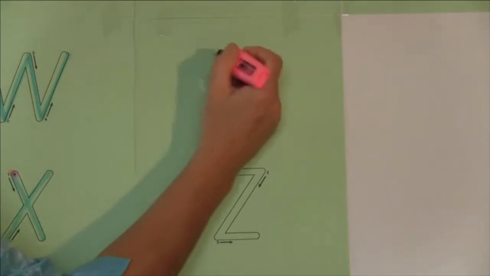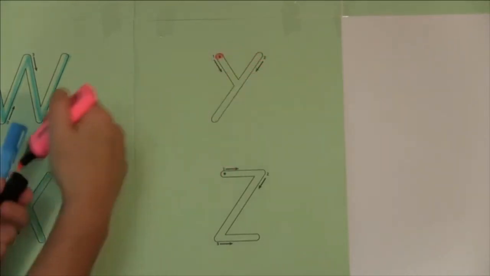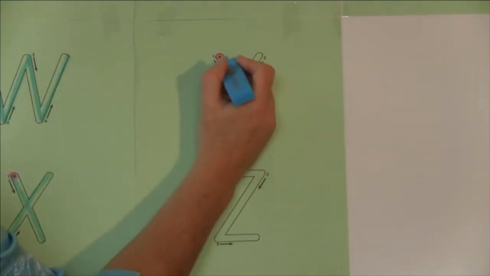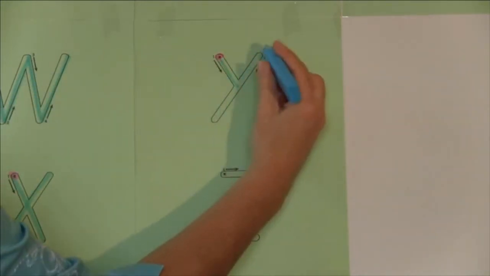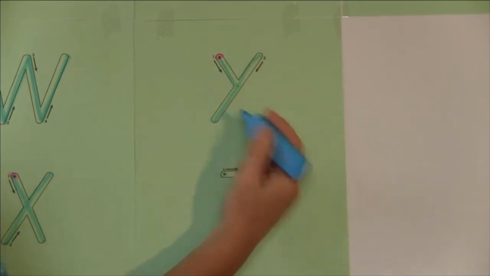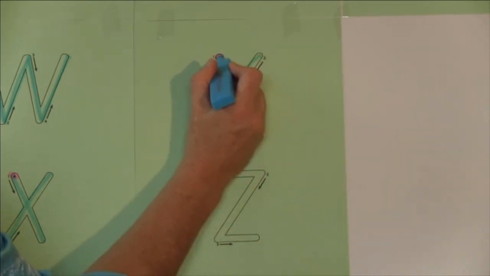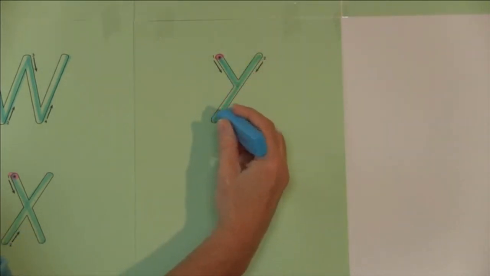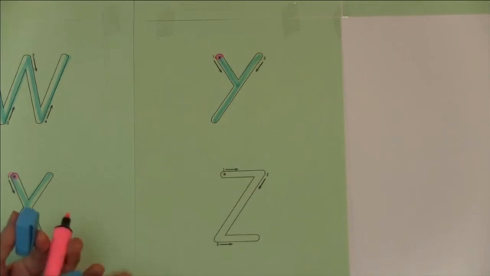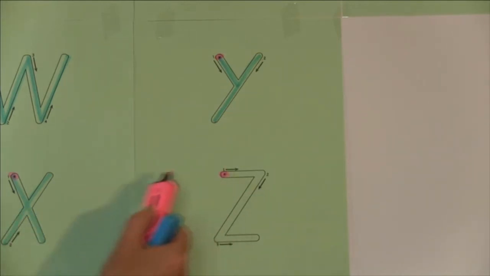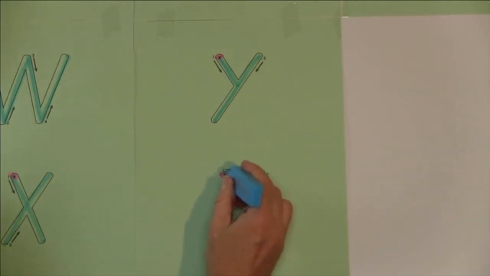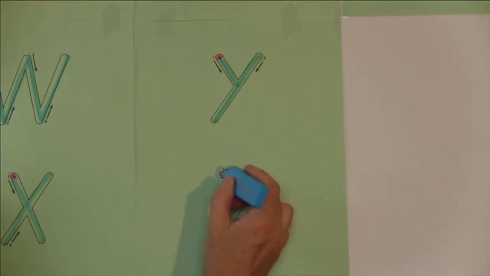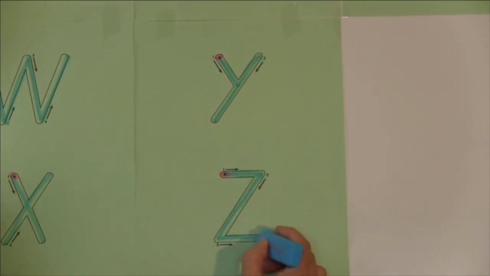All right, with Y, top left again, and then after that, we go down to the middle, and then join it with this line coming in this direction. So top left, down to the stem, and then down in the other direction. Z is just starting from the top left, and it's a bit like its name, zigzag. So top left and then zigzag.